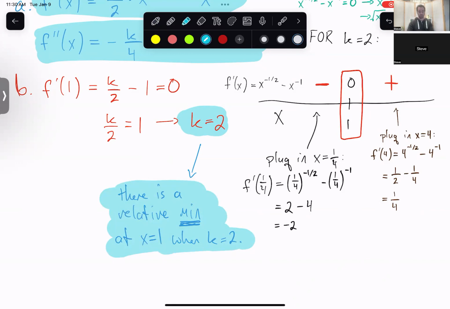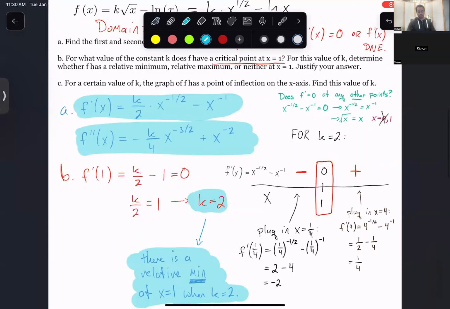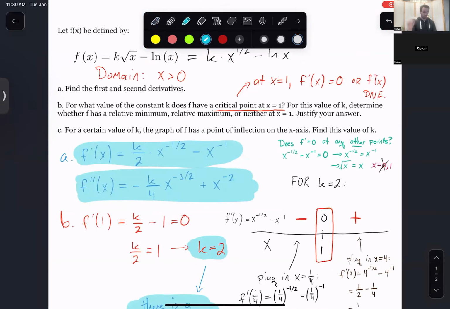Okay, now on to the really tricky part of this question. For a certain value of k, the graph of f has a point of inflection on the x-axis. Find this value of k. Now, I want to examine what a point of inflection means, and we also need to use the fact that the point is on the x-axis.